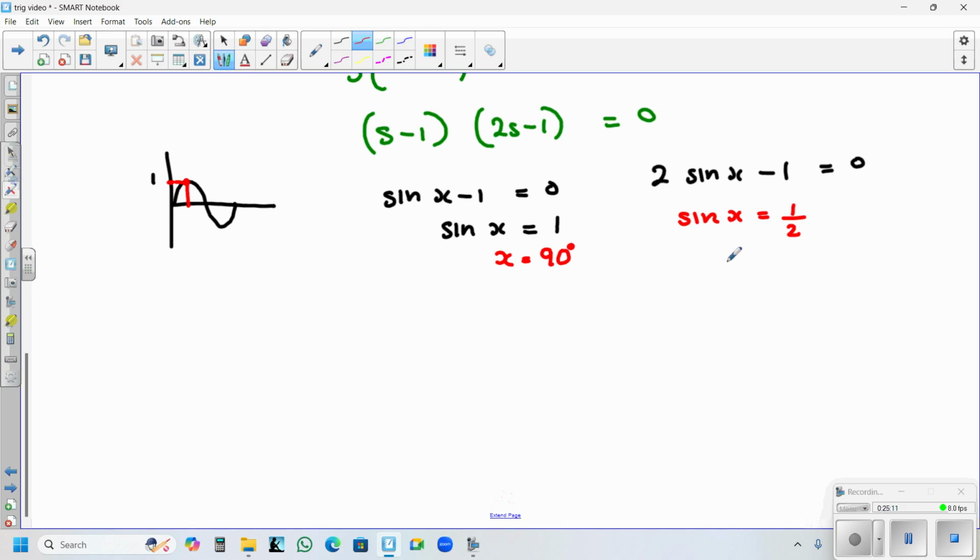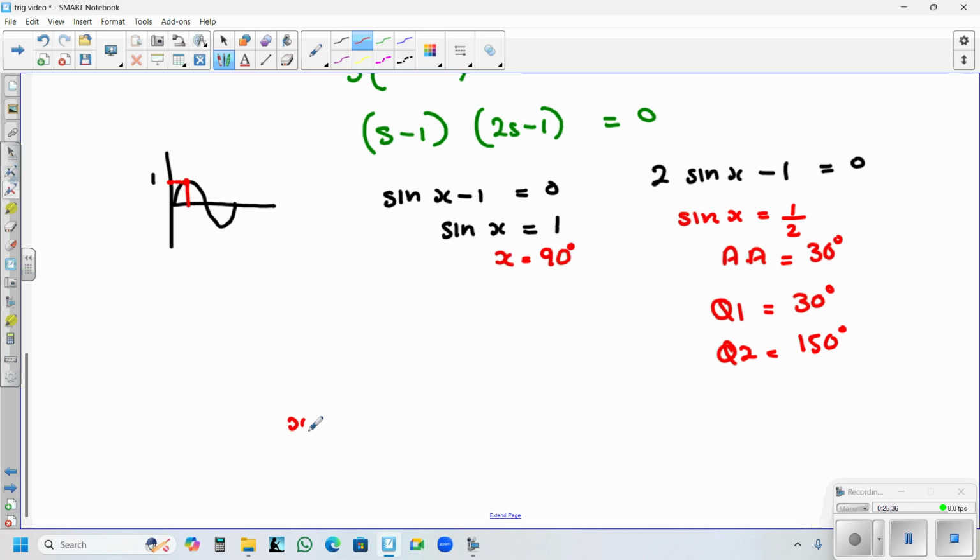So if sine x is a half, the acute angle is going to be, and make sure you know your exact values, 30 degrees. Sine is positive, so we've got an answer in quadrant 1 and an answer in quadrant 2. The answer in quadrant 1 is the 30 degrees, the acute angle. The answer in quadrant 2 is 180 minus the acute angle 30, which is 150 degrees.